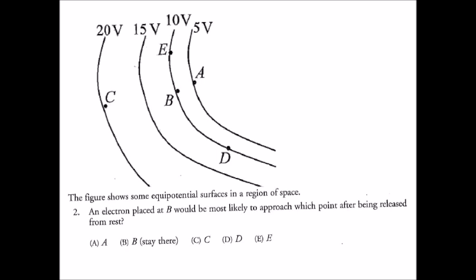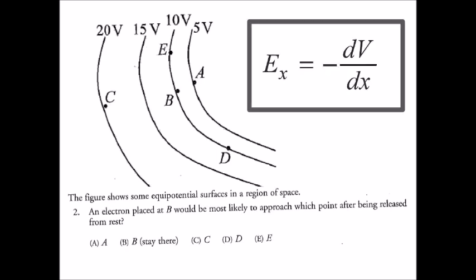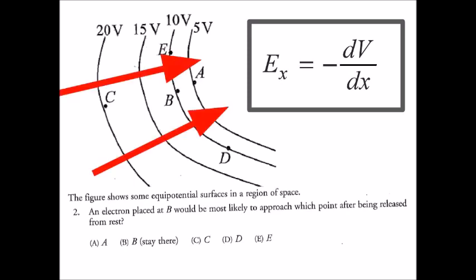Well, the electric field is equal to negative dV/dx, and that means that the downhill direction is this way. The downhill direction from 15 to 10 to 5. dV/dx would show you which way V is increasing. Negative dV/dx shows you downhill. So the answer obviously is C.